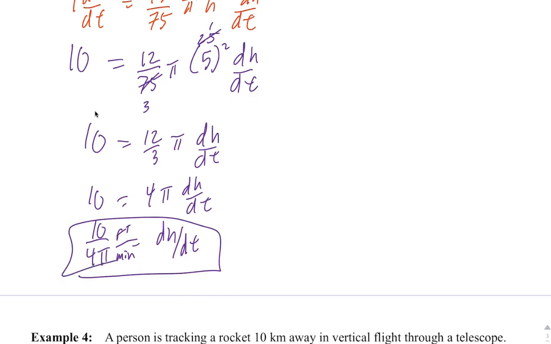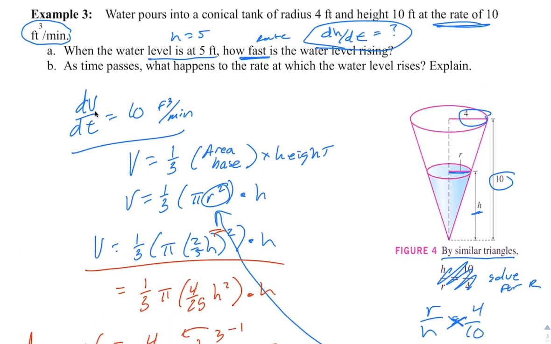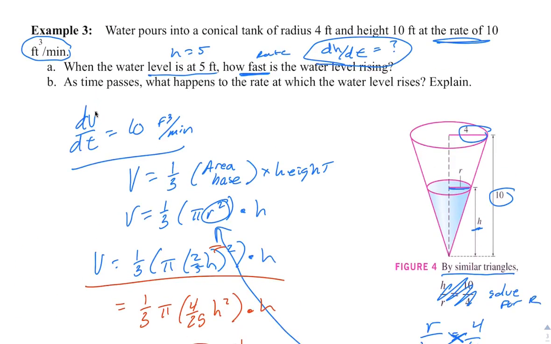And that's our rate. That was only A, by the way. B. Actually, let's write A here first. I'm going to do B right here. B. As time passes, what happens to the rate at which water level rises? So this is like a conceptual understanding.